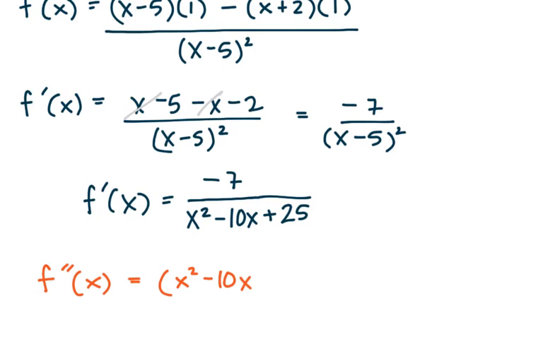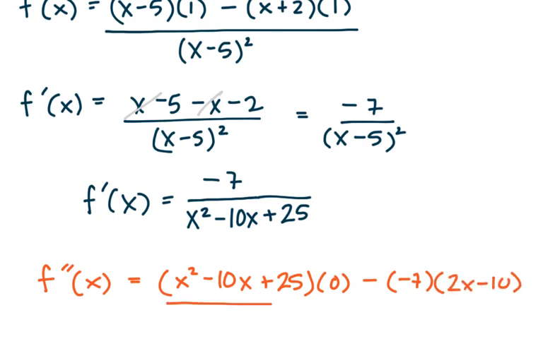So at this point, if I went to find my second derivative, I would have my denominator, x squared minus 10x plus 25, times the derivative of my numerator, which is 0, minus my numerator, -7, times the derivative of my denominator, which is 2x minus 10 plus 0. So 2x minus 10. And all of that would be over that denominator squared, which was x minus 5 squared.